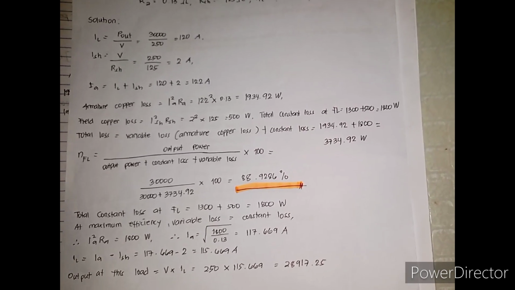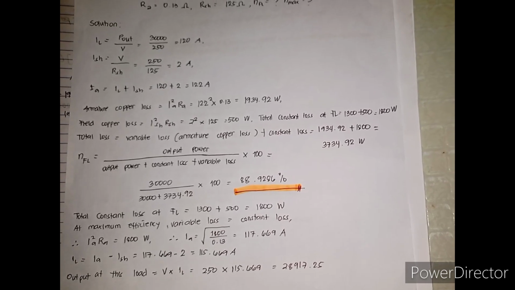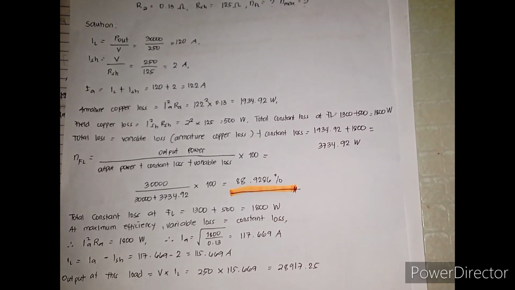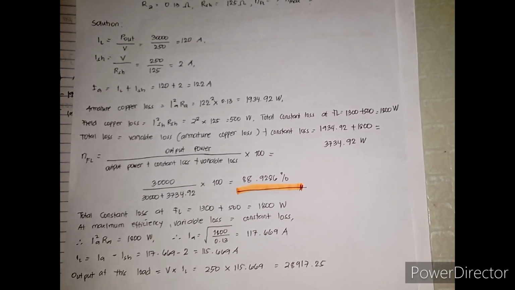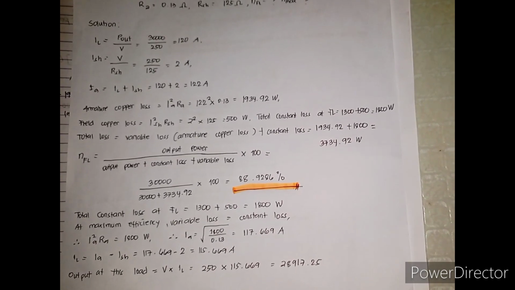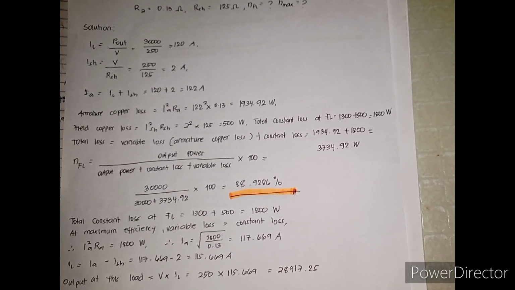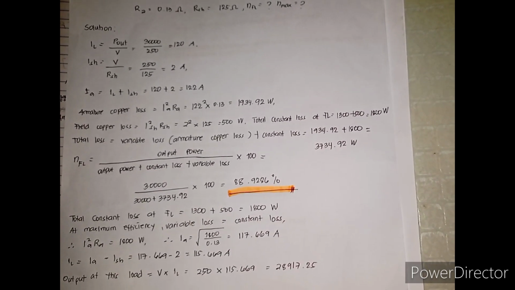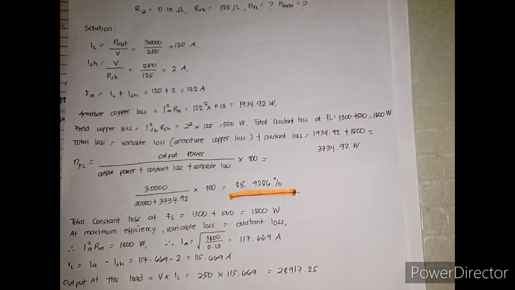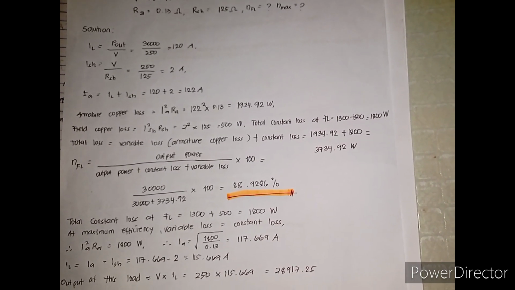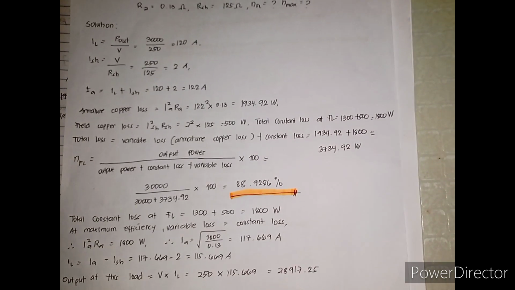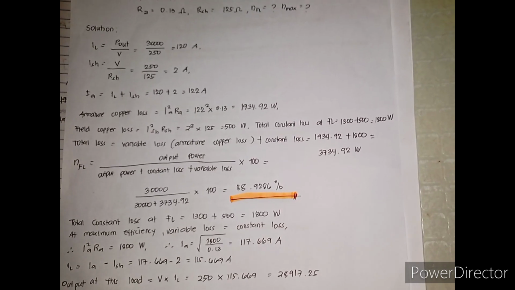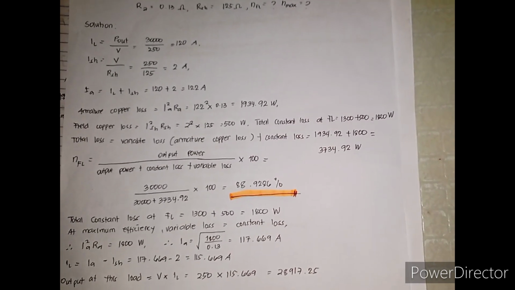Then to get the efficiency of the generator at full load, we use our equation: output power divided by output power plus constant loss plus variable loss, times 100. We just substitute the values. Output power is 30,000 divided by 30,000 plus 3,734.92, times 100. Calculating this, the result is 88.9286%. So that is our efficiency of the generator at full load.